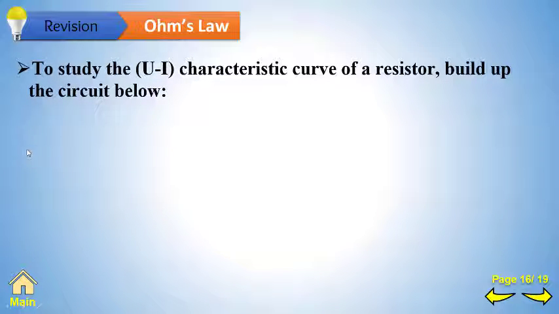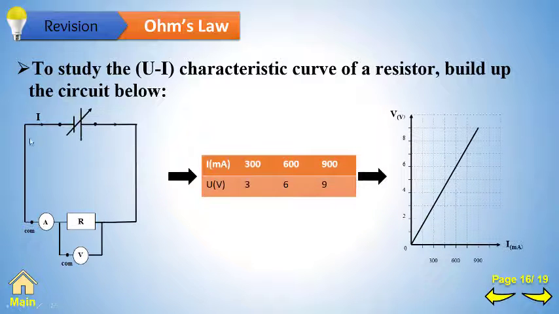To study the UI characteristic curve of a resistor, we need to build up the following circuit. In the circuit, you need a variable generator, a resistor of resistance R, a voltmeter to measure the voltage across the resistor, and an ammeter to measure the current traversing it. Each time you vary the value of the voltage, you need to measure the intensity of the current traversing the resistor and record them in the following table. After that, you are going to plot the UI characteristic curve of a resistor.